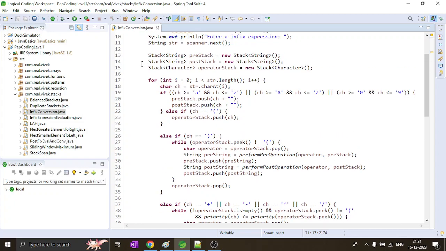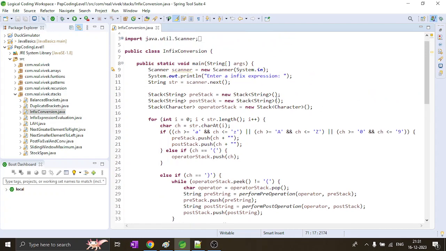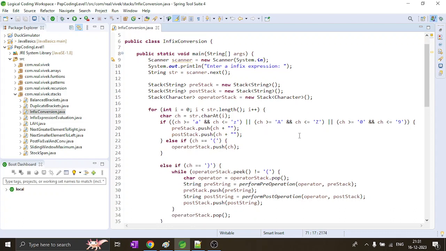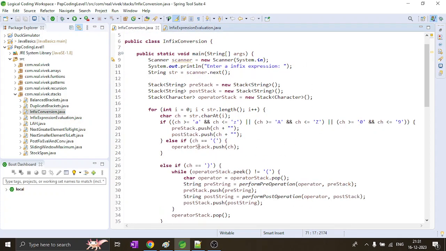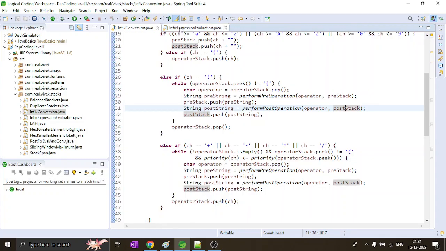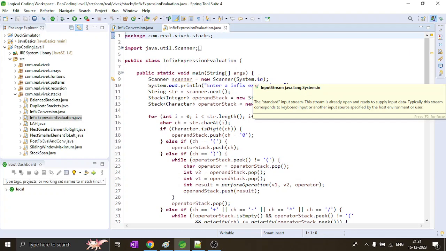So in this infix conversion question, what we did was we were given an expression. An infix expression is an expression which is understandable to humans and which can be evaluated by humans. So we were given an expression and we had to evaluate that expression. We had done that in the infix expression evaluation, my bad. And in the infix conversion, we had converted the infix expression into prefix and postfix. So how did we do that?